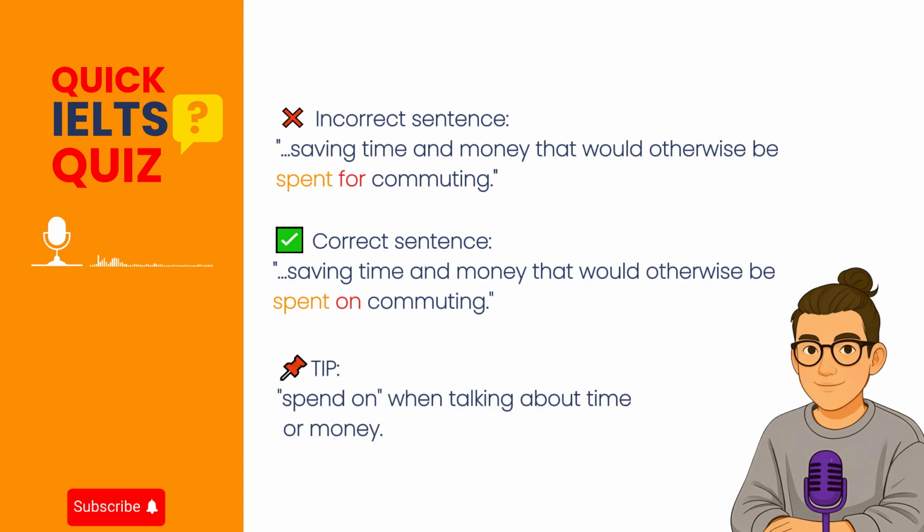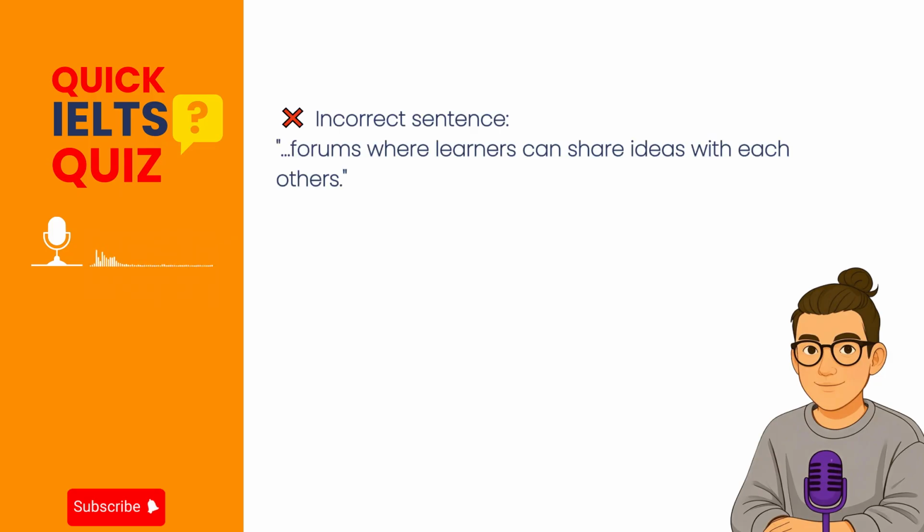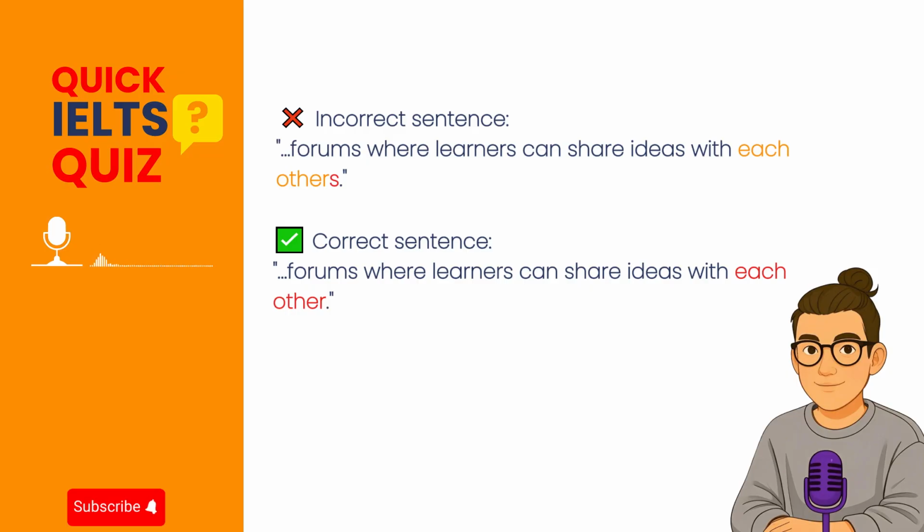Now that we've fixed the preposition, let's look at error number 4. A classic plural form mistake that almost every IELTS candidate has made at some point. This mistake is about plural forms. Even advanced learners sometimes add an extra s where it doesn't belong. The phrase each other is already referring to more than one person, so it never takes an s. Adding s makes it grammatically incorrect. The correct form is always each other, no matter how many people are involved. Never add s to each other.